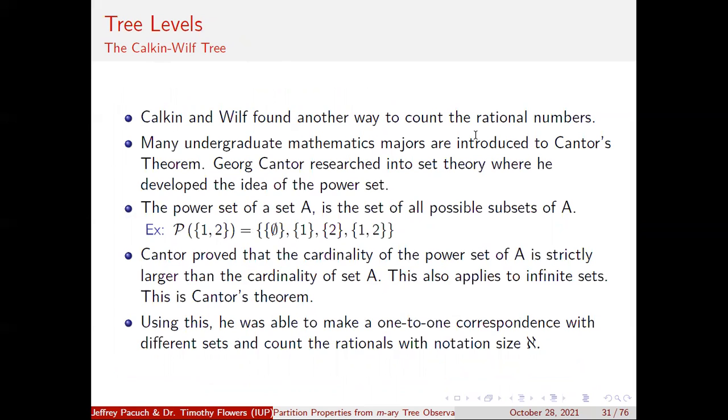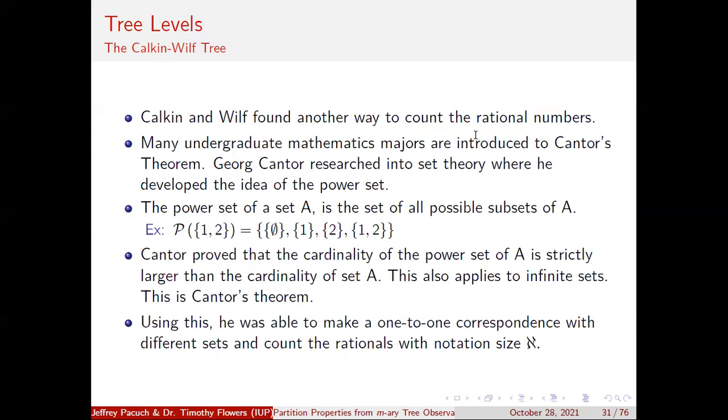So this originally wasn't called the Calkin-Wilf tree. Calkin and Wilf actually went back and referenced some old papers. They actually referenced some old work, some of it by the author Stern, which is where we saw Stern's diatomic sequence. So they realized that there was another way to count the rational numbers other than using Cantor's theorem.